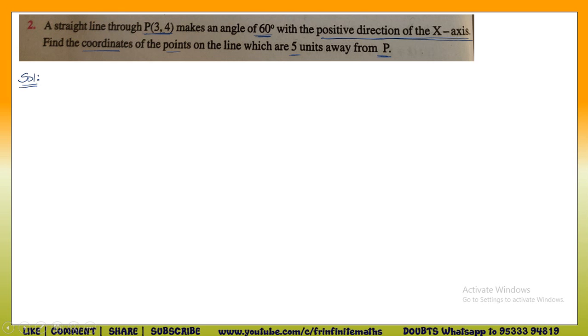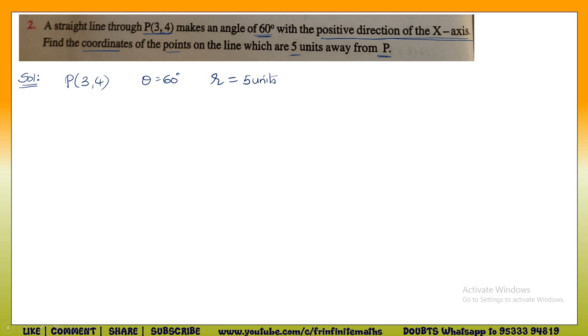So coordinate means simply what you can remember: you can go with the parametric form, right? Here the point is given as 3 comma 4 and theta is given as 60 degrees. And next, the distance. Whenever distance is given, that means r is given, which is given as 5 units. We can directly make use of the parametric form.